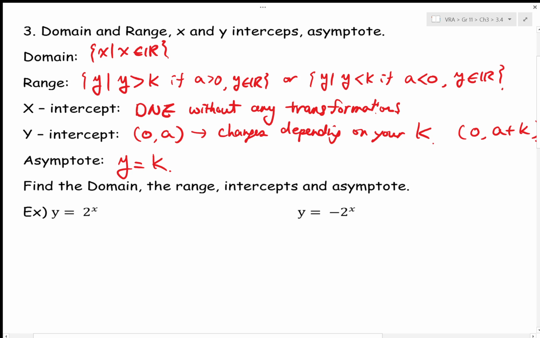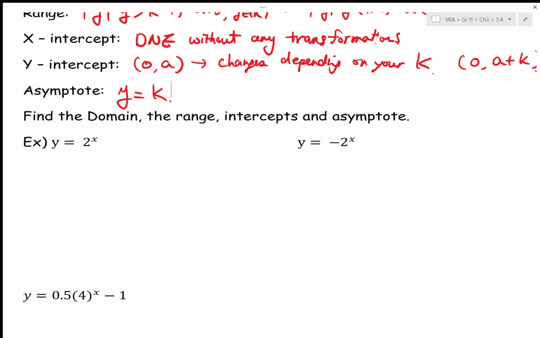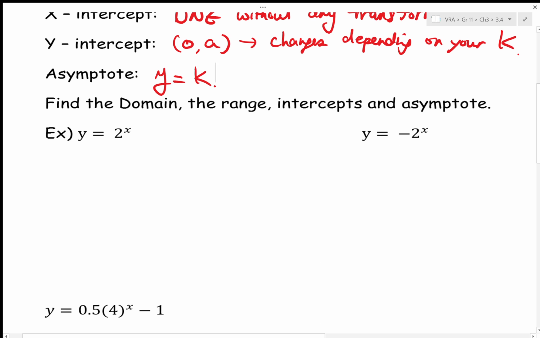Let's take a look at the first example. I know it looks complicated or confusing, but when you actually do the examples or the questions in the textbook, you get it quite quickly. For y equals 2 to the power of x, the domain is x such that x is an element of the real numbers. Now the range: there is no transformation. The a value, the value sitting in front of the 2, is actually 1. So y is greater than, now there is no k value, right?